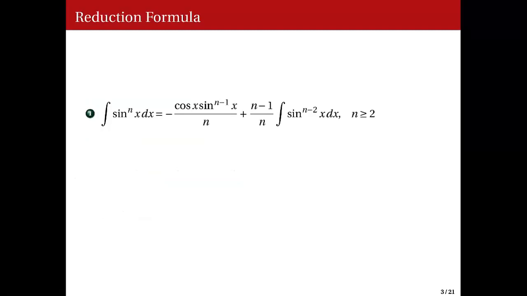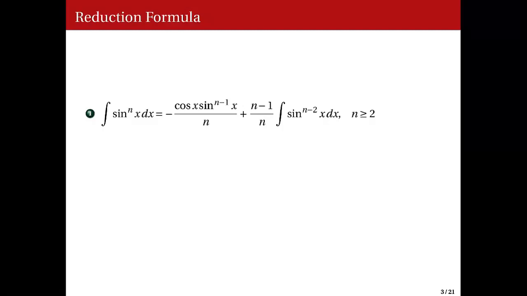This involves powers of sine. So for example, if n is greater than or equal to 2, the integral of sine^n x dx is equal to negative cosine x sine raised to the power n minus 1 x over n, plus (n minus 1) over n times the integral of sine raised to n minus 2 x dx.